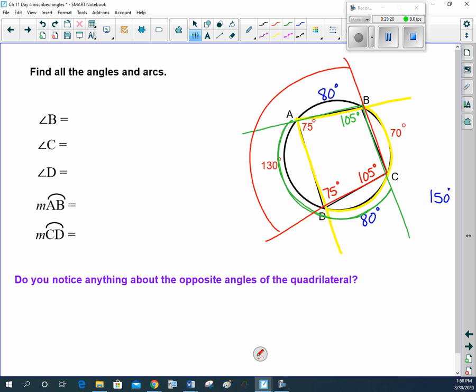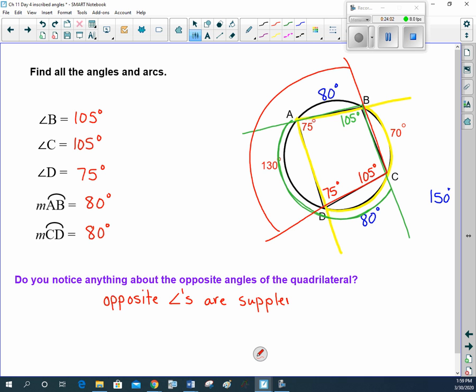Okay, so let's go fill in our answers over here. So angle B was 105 degrees. Angle C was 105 degrees. Angle D was 75 degrees. The measure of arc AB was 80 degrees. And the measure of arc CD was also 80 degrees. And then it says, do you notice anything about opposite angles of the quadrilateral? Well, what you were supposed to recognize is those opposite angles are supplementary. So opposite angles are supplementary. So they add up to 180.